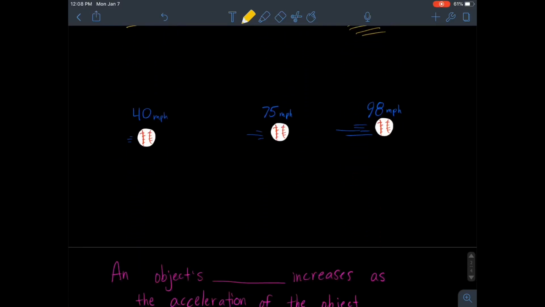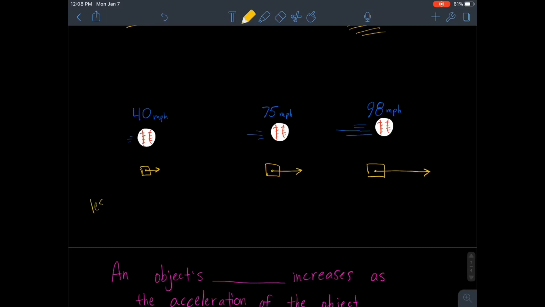So again, if we have a 40 mile an hour baseball, a 75 mile an hour baseball, and a 98 mile per hour baseball, if you're a batter, if you need to change its motion so that you can hit it into the outfield and try to get a home run, the 40 mile an hour baseball is going to have a certain force that it's going to apply to your bat. The 75 mile an hour baseball is going to have a certain force, and the 98 mile an hour baseball is going to have even more force. So they're all the same mass, but they're traveling at different speeds.